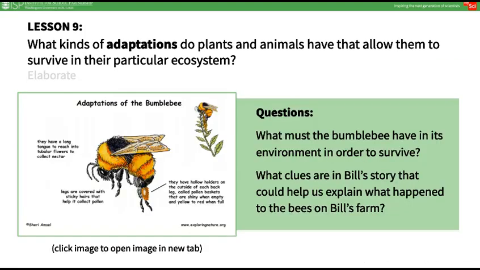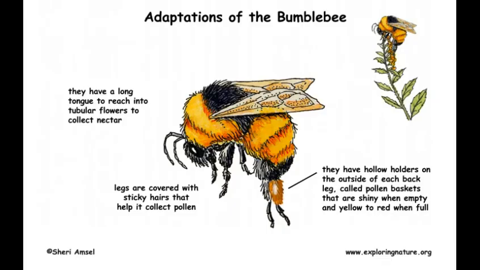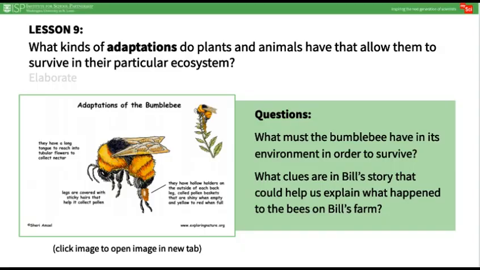In the elaborate portion of the lesson, return to the case of the disappearing bees. Show them this picture of bumblebee adaptations and describe the adaptations for students. Ask students what the bumblebee must have in its environment to survive. Give students time to think, pair, and share about the clues in Bill's story that could help explain what happened to the bees on his farm. Record student ideas on chart paper.